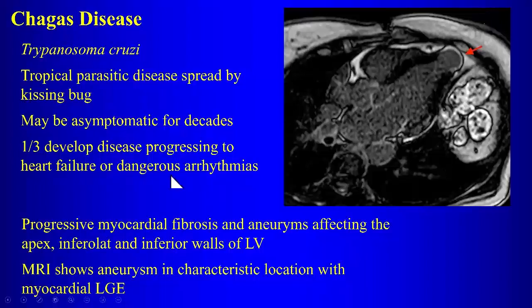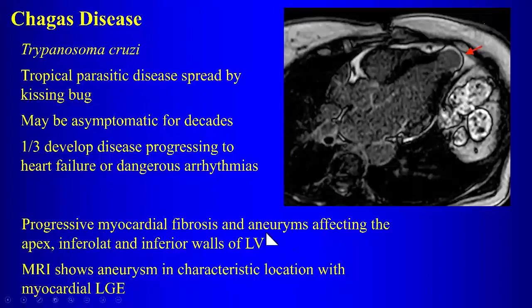One third can develop disease progressing to heart failure or dangerous arrhythmias. So it can lead to progressive myocardial fibrosis and aneurysms affecting the left ventricle. So somebody with aneurysms of the left ventricle who doesn't have a history of coronary artery disease or infarctions, Chagas disease is something to think about there.